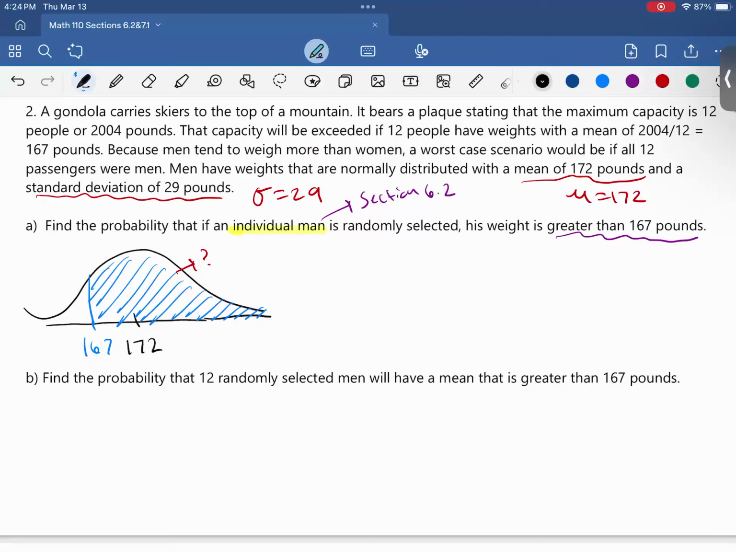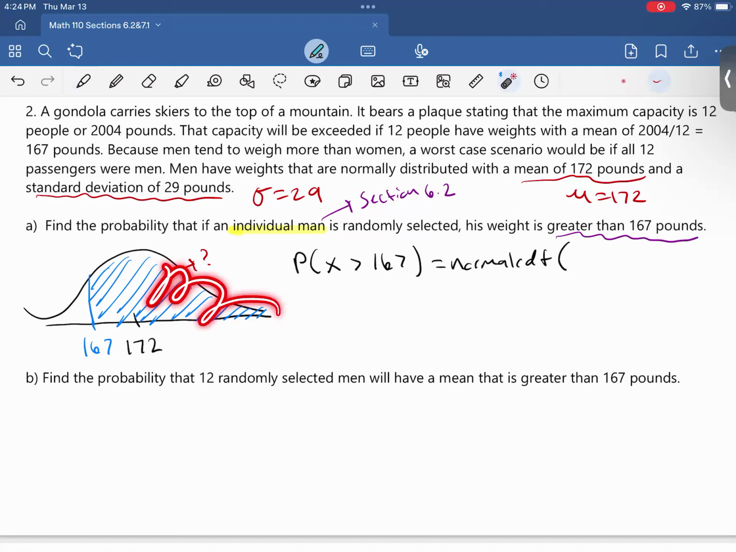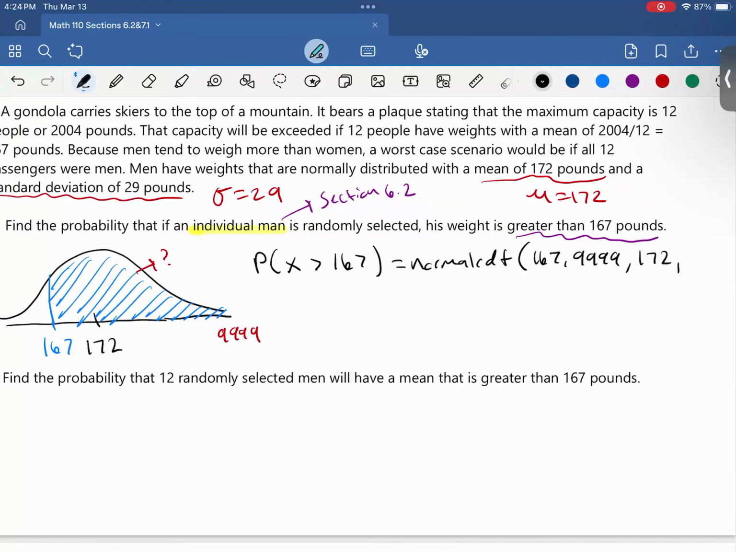To do that within the calculator, my probability is greater than 167. It's normal CDF, and I need my lower limit. Within this shaded region, the lowest I can go is 167, and the highest I can go is 9999. So 167, 9999, my mean is 172, and my standard deviation is just going to be that 29. Remember, we're not talking about a sample mean. We're just dealing with one individual, so our standard deviation is just the regular standard deviation.